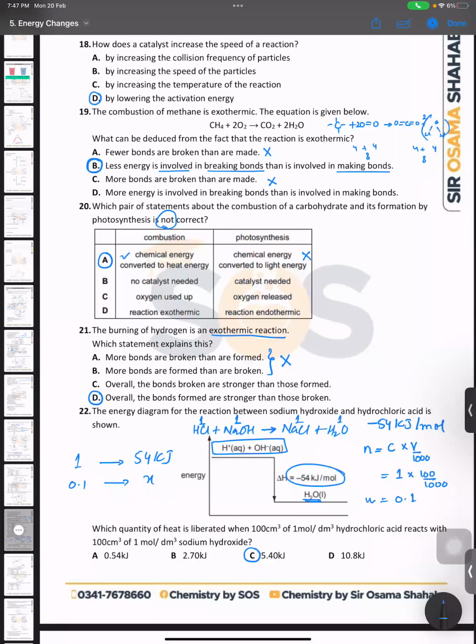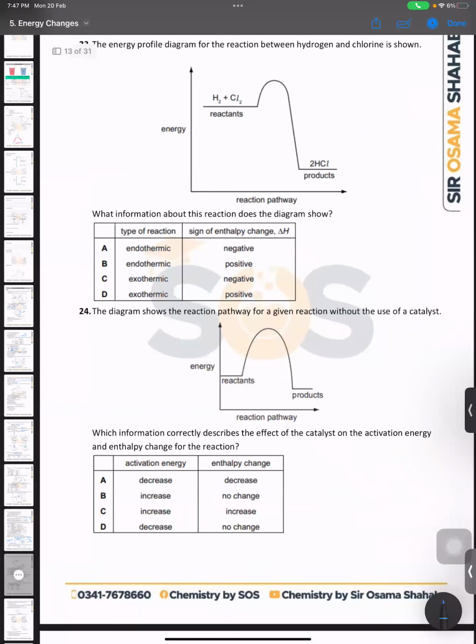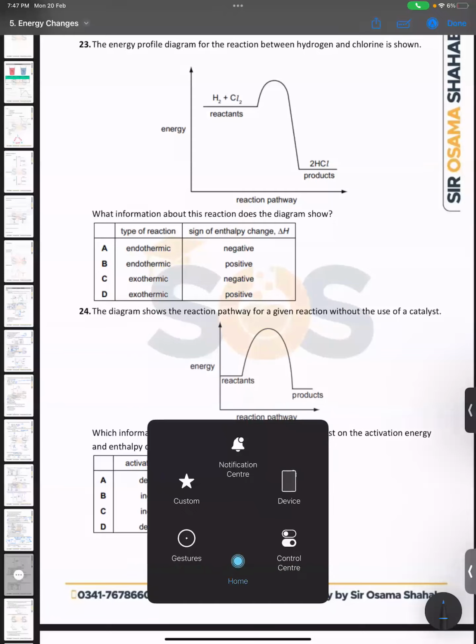You can solve this, sir. 5.4 kilojoules. 1 mole gives 54, 0.1 mole gives x, so x equals 0.1 times 54, which will give you 5.4. Right, children? Right, sir. Okay, so here we have only 2 MCQs and you will solve them quickly, and after that we will see.